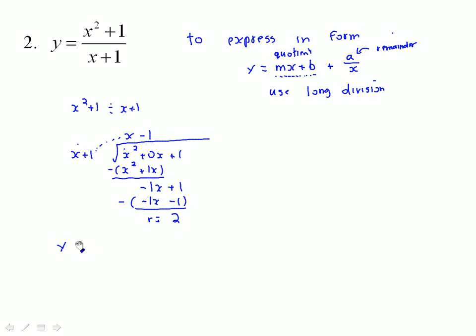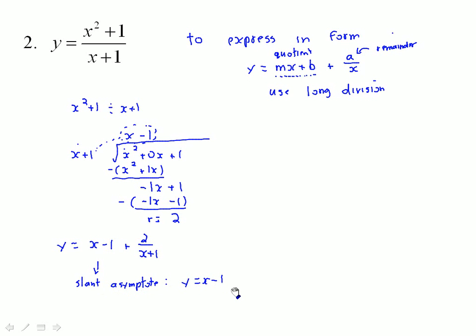So the form of this equation could be written as the quotient, which is x minus 1, plus the remainder of 2 over top of what you were dividing by, which is x plus 1, over top of the divisor. And that means the slant asymptote is y is equal to x minus 1. So that's all you have to do.